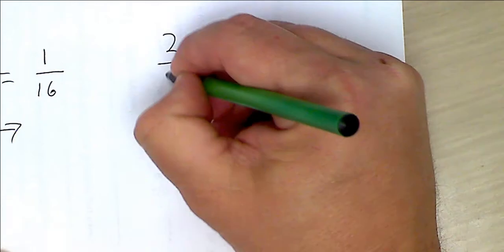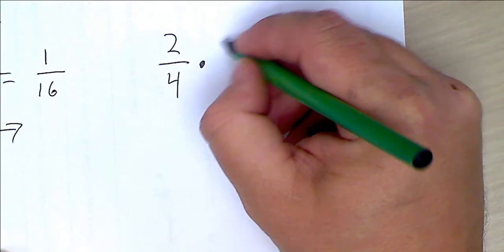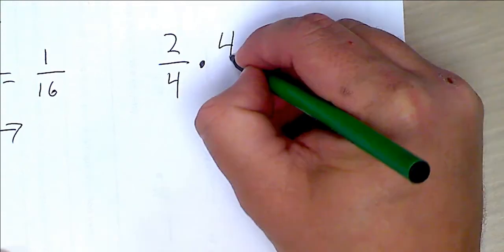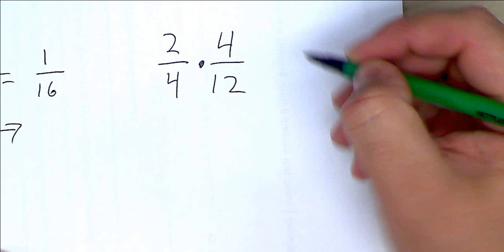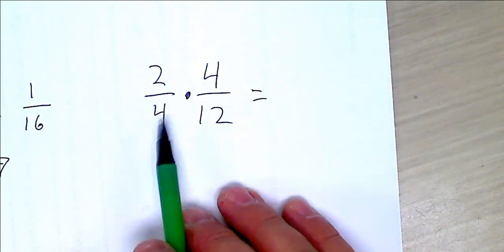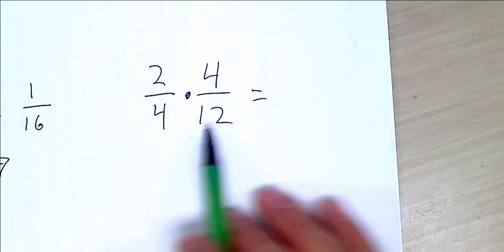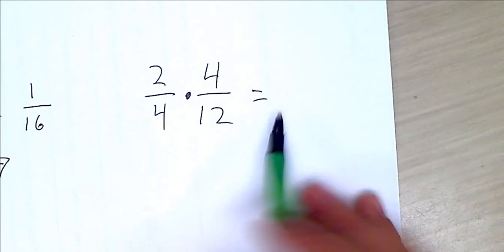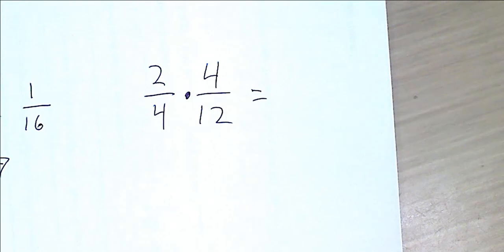Now, what if you get things like this? You know, these get a little bit tougher. But I'm going to show you some tricks here. You know, we could do 2 times 4 is 8, 4 times 12 is 48, and then simplify.